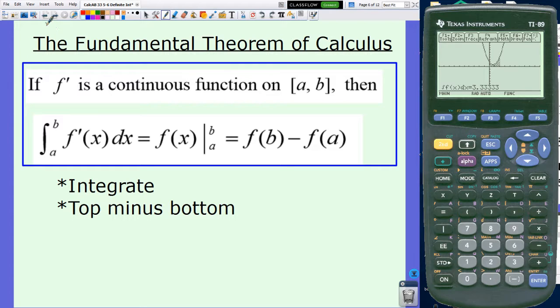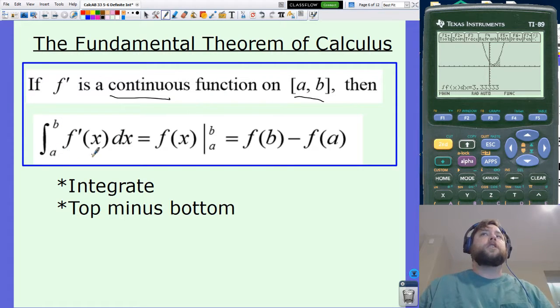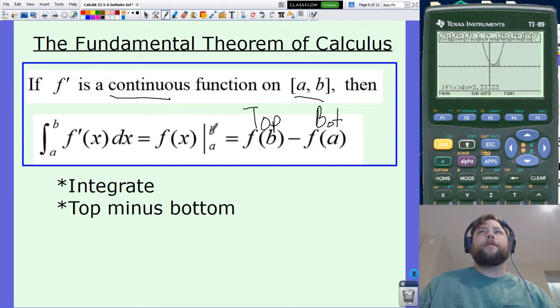All right. Now, how do you find those integrals, the area under the curve, by hand? Because you don't need a calculator to do this. We can actually do it without a calculator, and we call this the fundamental theorem of calculus. So if you have a continuous function on some interval a to b, where a is your lower and b is your upper, the integral of that function is going to be the antiderivative, and then it's going to be the top minus the bottom. So you integrate that function, plug in the upper limit, and then subtract, plugging in the lower limit. So top minus bottom.